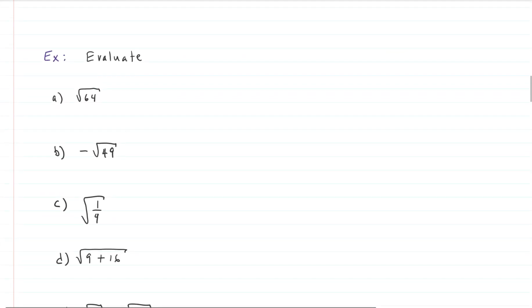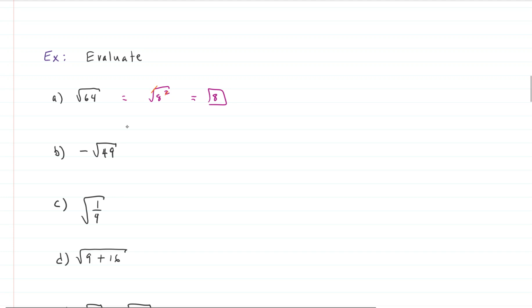If we wanted to evaluate a bunch of these, we use this same property. So we can say that we're looking for something squared, right? Because remember, 5 was the principal square root of 25, and 5 squared equals 25. So is there something squared that equals 64? How about 8? We can rewrite 64 as 8 squared, and then we know now that the squared and the radical cancel, and we're just left with 8. 8 times 8 is 64. So 8 is the principal square root of 64.